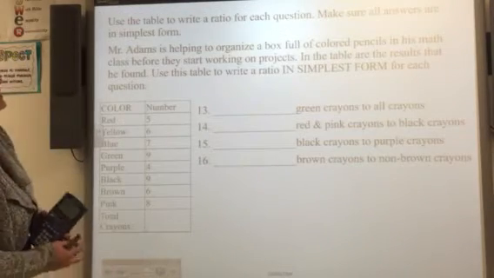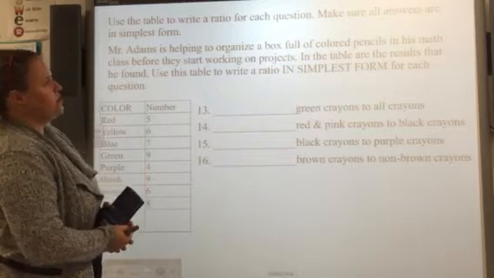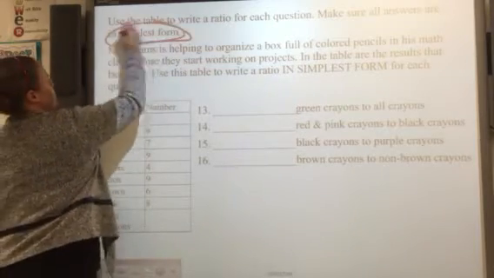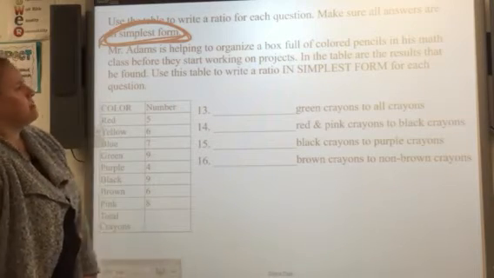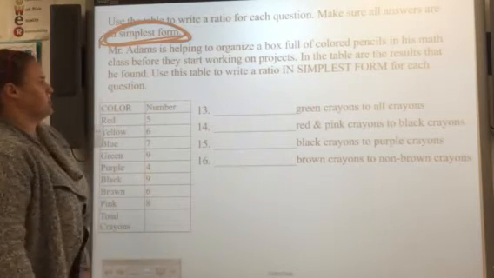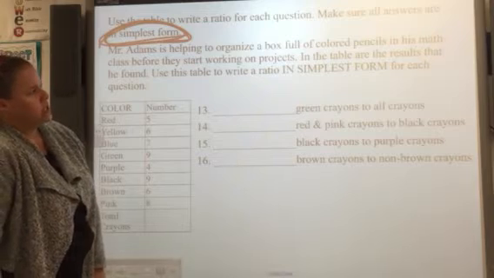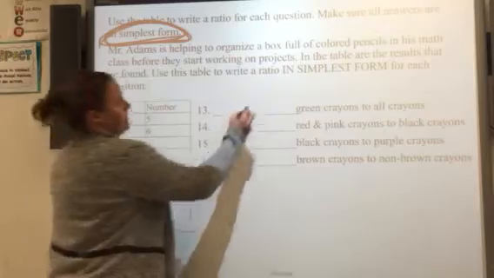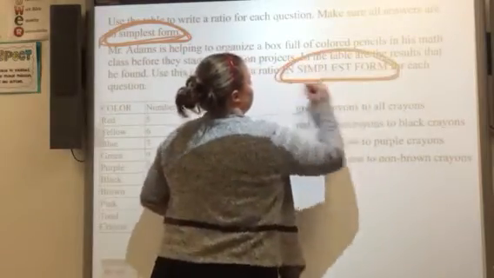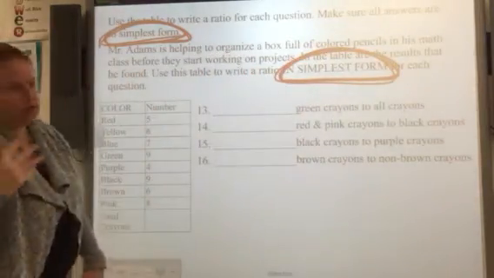All right, finally, using the table to write a ratio for each question, make sure all answers are simplest form. Don't forget to do that. So Mr. Adams is helping to organize a box full of colored pencils in his math class before they start working on the project. In the table of the results that he found, use the table to write the ratio in simplest form. Whenever you see that, do it.